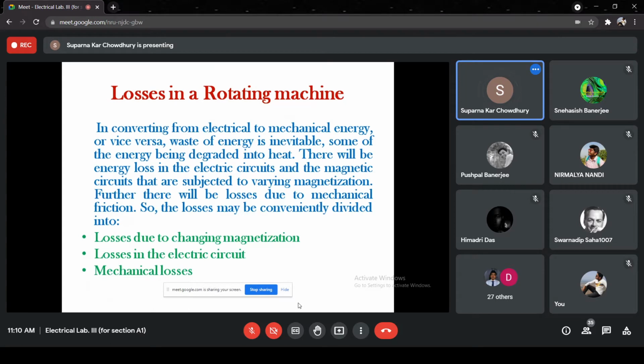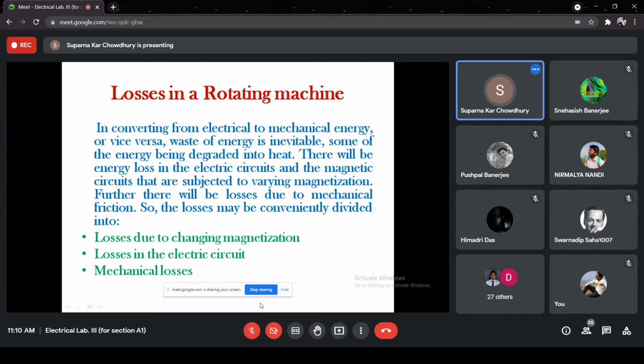Now, in general, the losses in any rotating machine can be broadly classified into three categories. One is the losses due to changing magnetization. That is, if the flux is changing, there will be losses. This loss is basically hysteresis loss and eddy current loss in the core due to this changing magnetization. Then losses in the electric circuit. This is basically I square R loss in the windings, and there are mechanical losses.